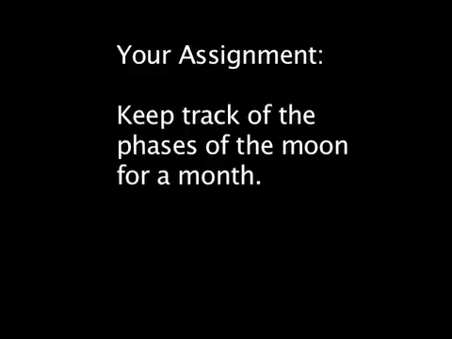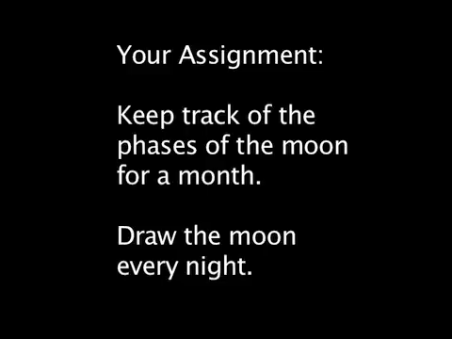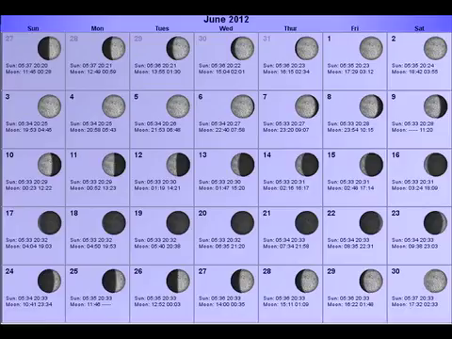Your assignment. We are going to be keeping track of the phases of the moon for a month. You will be drawing the moon every night. Because our months are usually longer than 29 days, every once in a while, a full moon can happen twice in 1 month. The second full moon of the month is called a blue moon. That's why when something happens very rarely, we say it only happens once in a blue moon.